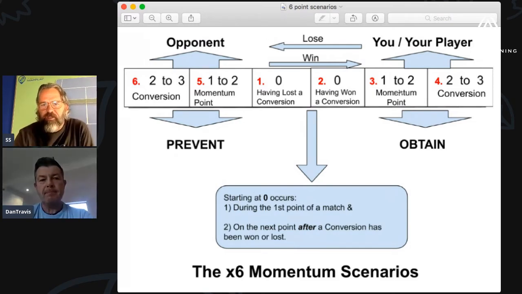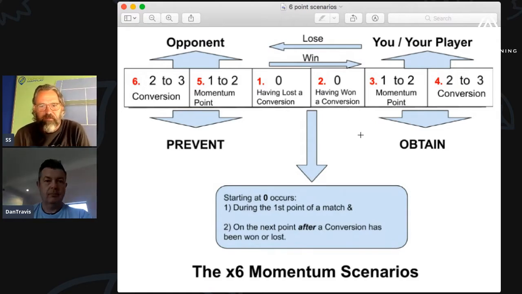So this would be scenario 6. Okay, so we're leapfrogging over. Now, just like scenario 4 is difficult to win, it's difficult to obtain a conversion point, 3 points in a row. It's actually, the odds are for you when you're down a momentum point and you're stopping a conversion. You're actually in the driver's seat here, because your probability of stopping a conversion is much higher than your probability of actually winning a conversion.